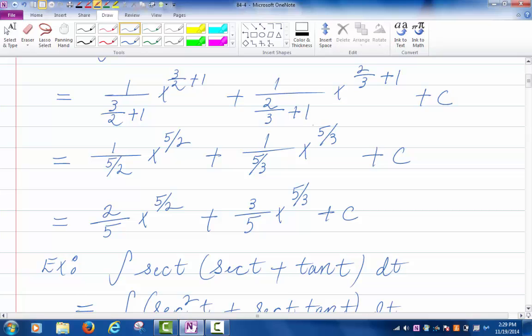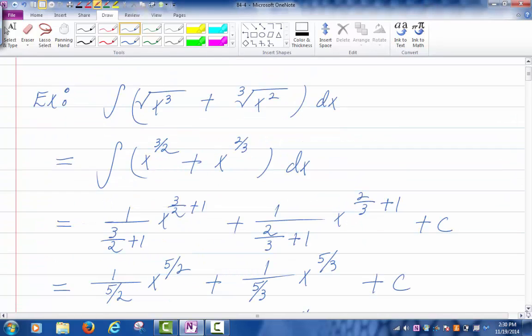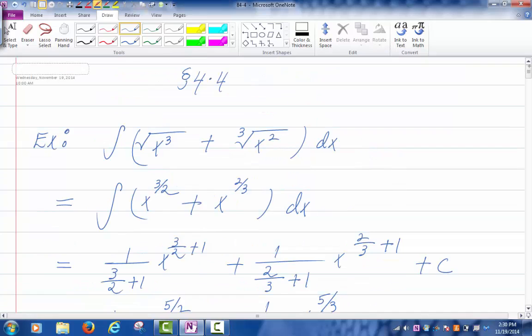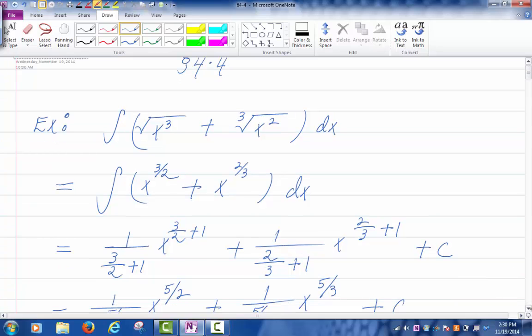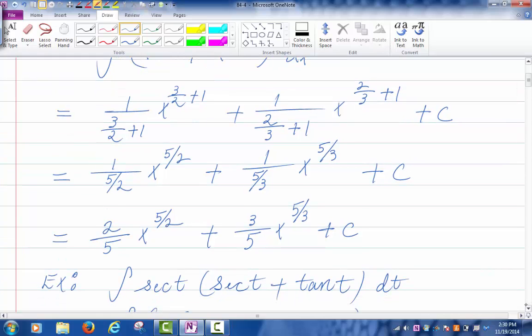We did similar problems before, but I want to make sure that I do a few more. Any questions on that problem? Okay. The second problem that I want to do from there is this one. This is involving trig functions. So you have the integral of secant multiplied by secant plus tangent. Okay, this is what I have. Integral of secant times secant plus tangent.